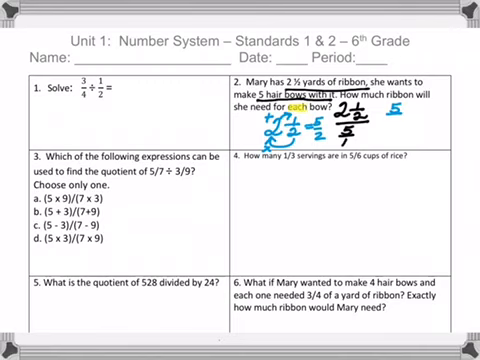Now I will take my 5/2 and I will divide that by 5/1. If I multiply 5/2 times the reciprocal of 5/1, which is 1/5, and multiply numerator times numerator and denominator times denominator, I get 5/10. 5/10 can be reduced, and that becomes 1/2. So if I had to say a sentence, I would say that Mary would need 1/2 a yard for each bow. And that is 1/2 yard of ribbon for each bow.